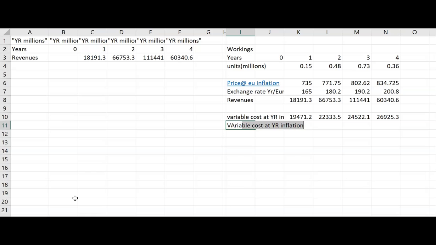Now calculate the total variable cost. That is units into variable cost per unit.